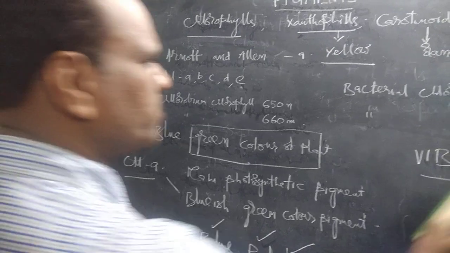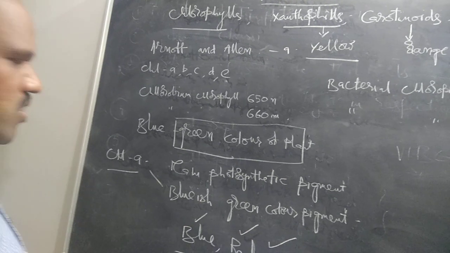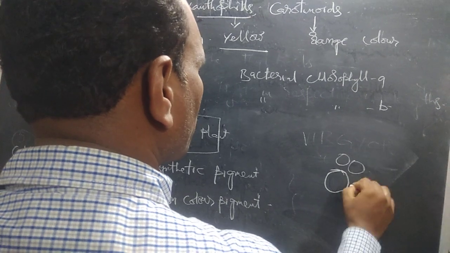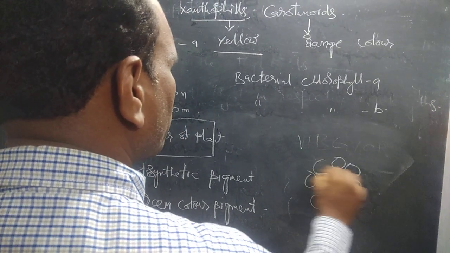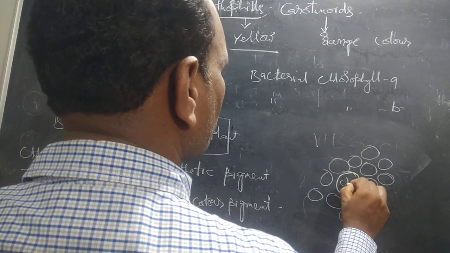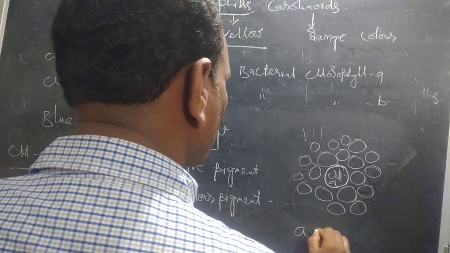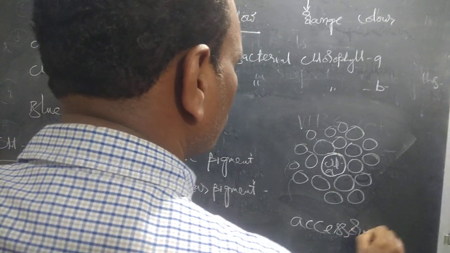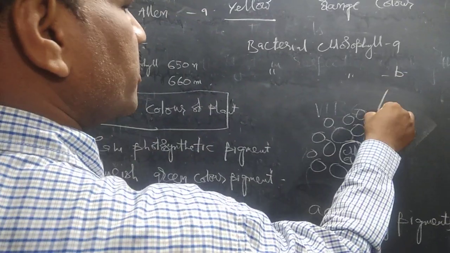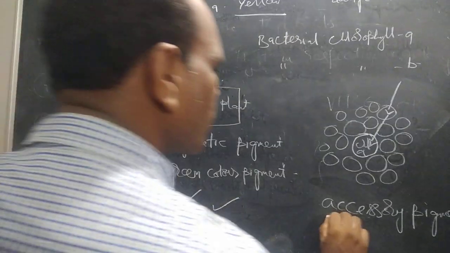Besides chlorophyll A, the remaining pigments also participate in photosynthesis. The remaining pigments, that is chlorophyll B, xanthophylls and carotenoids, are called accessory pigments. They absorb the light energy and transfer it to chlorophyll A. That's why these are called accessory pigments.